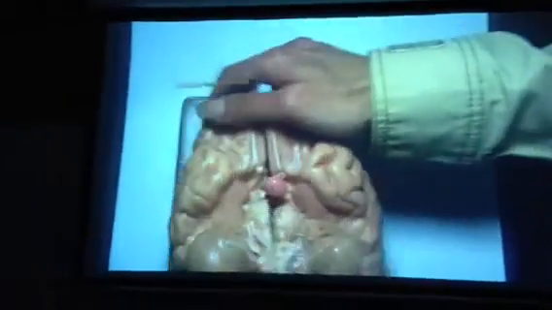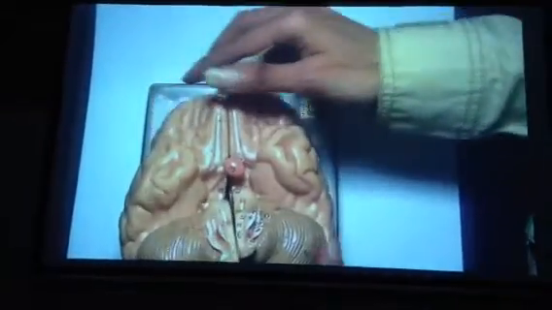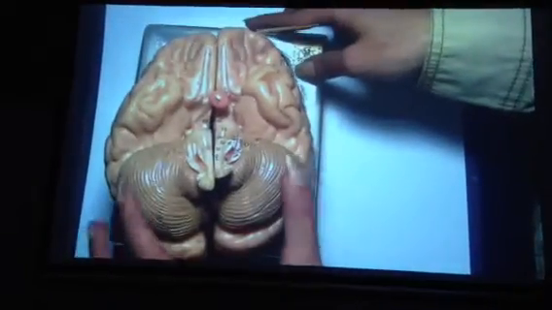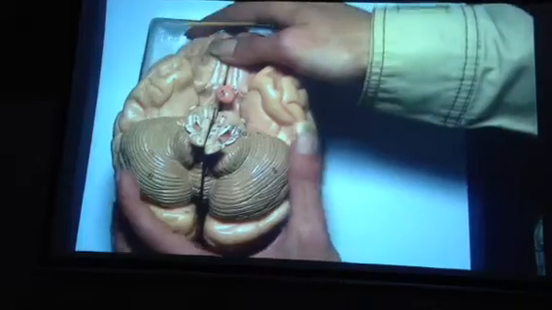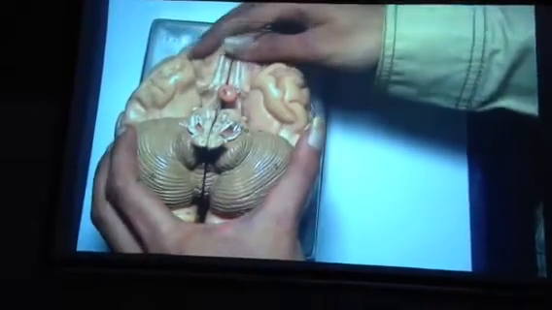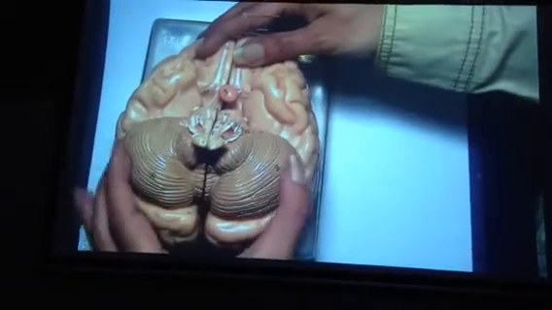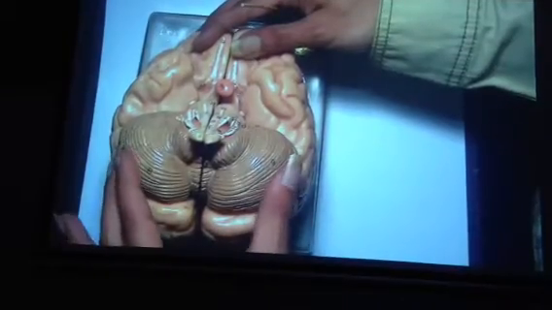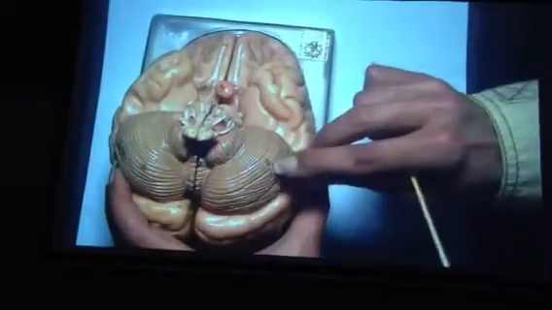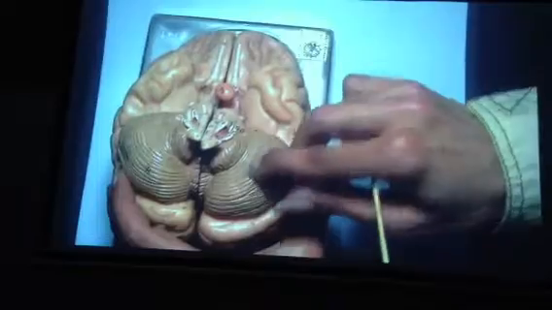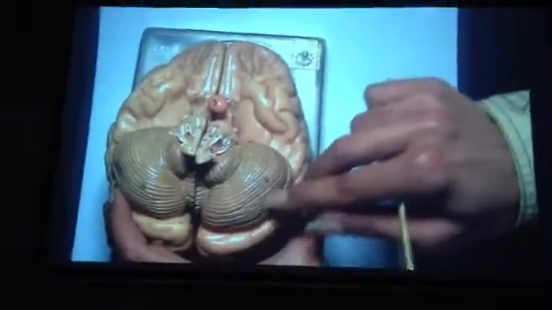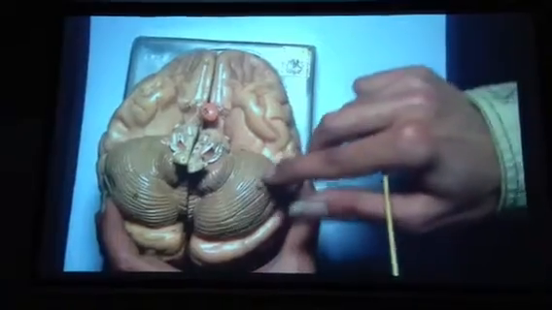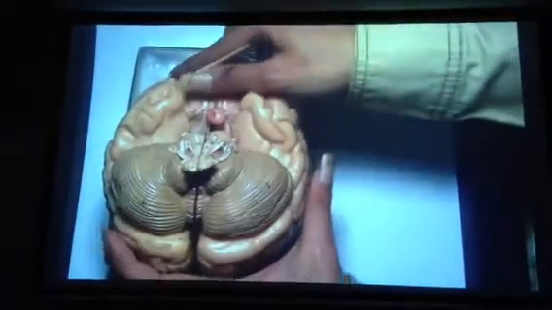Yes? Flipping over, and here we have the cerebellum. Now, just like the cerebrum, the cerebellum has two hemispheres, a right and a left. The folding that you see here is known as the folia. The surface of the cerebellum is known as the folia.